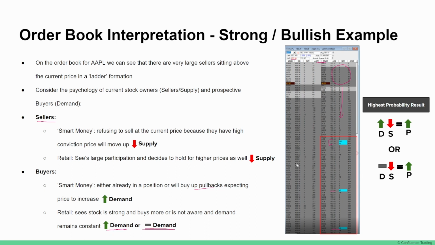So what is the net result of this? The highest probability result is that you have this decrease in supply that we talked about from the sellers and an increased demand from the buyers. Therefore, price will go up.